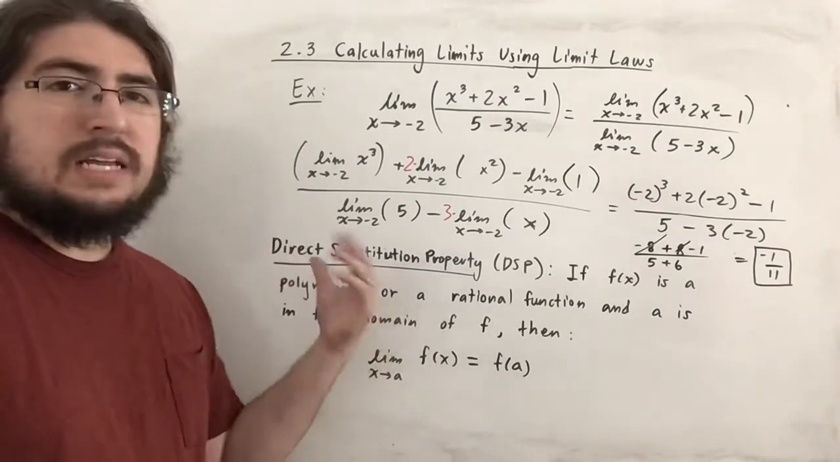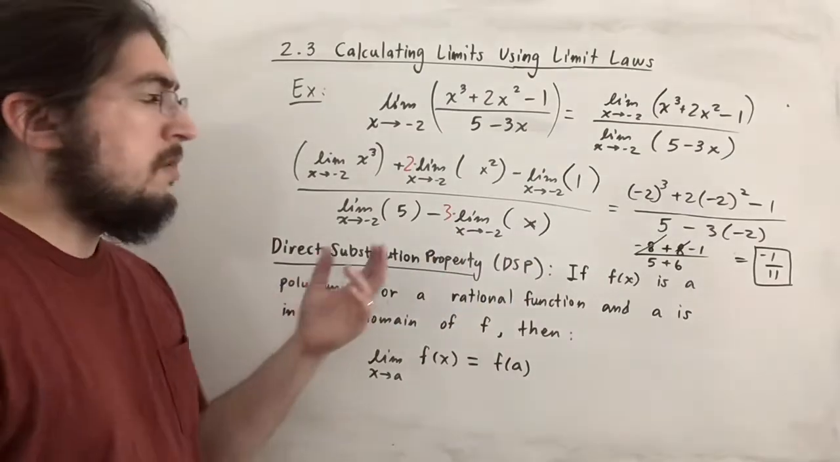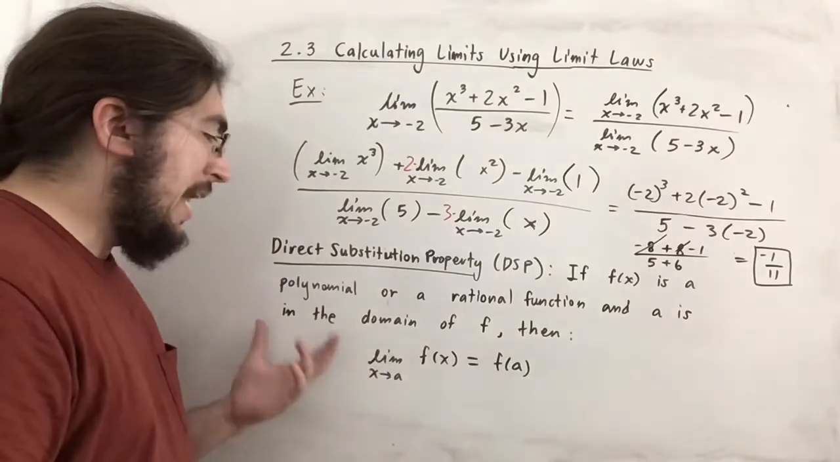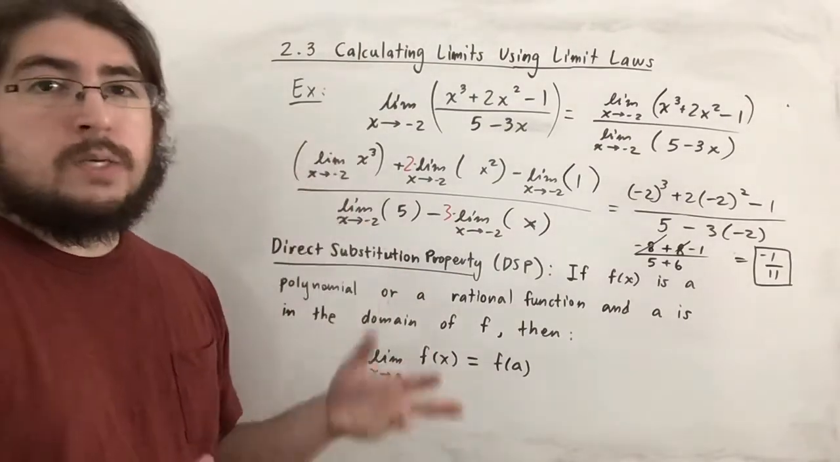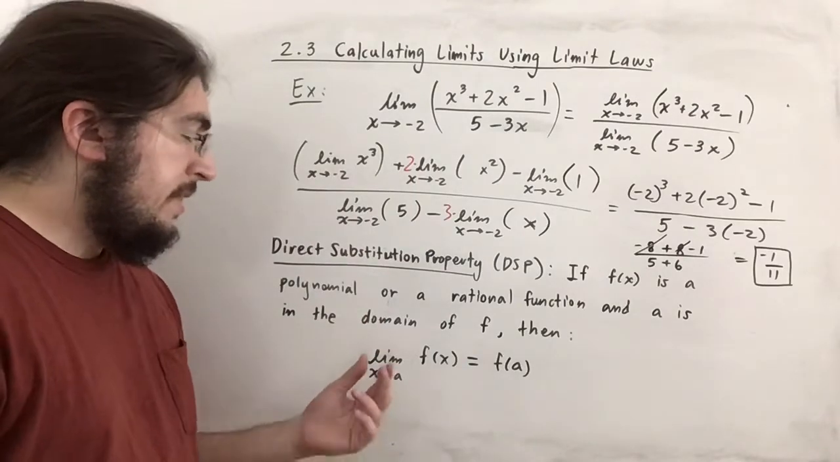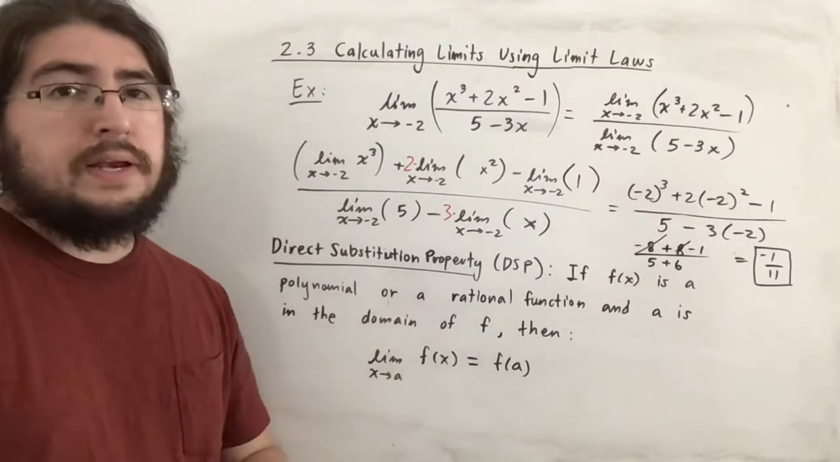So here, this is actually a very specific version of DSP, and it says that if f of x is a polynomial or a rational function, and a is in the domain of f, meaning we don't get any zero denominators or any undefined number like that, then the limit as x goes to a of f of x is just f of a. So in other words, just plug it in.